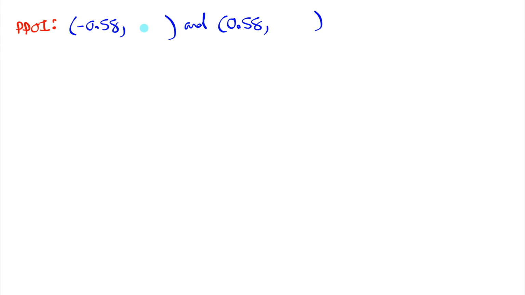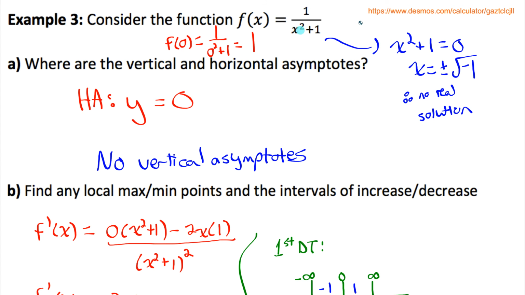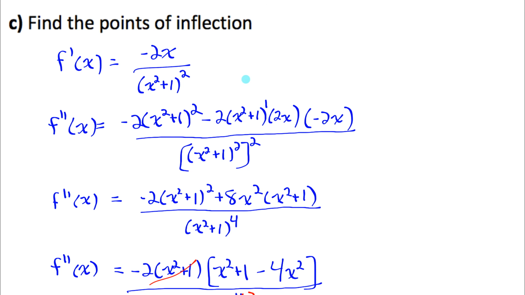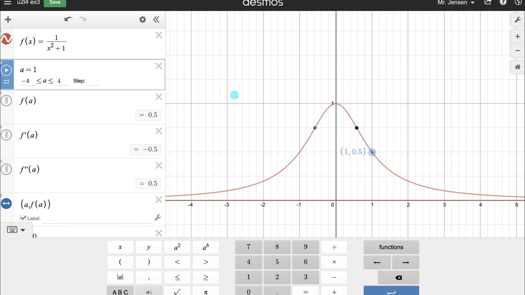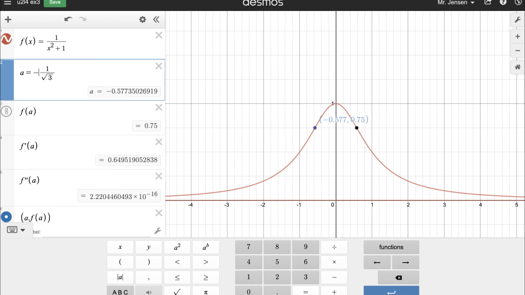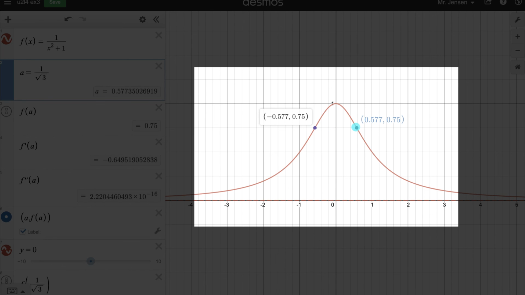Okay, now I need to get the y values that go with each of those x values by plugging those x values into the equation of the original function, which is right here. I'll just get Desmos to do the calculation for me so that I can get an exact value. So when I plug in negative 1 over root 3, notice the calculated y value of the original function is 0.75. When I plug in positive 1 over root 3, hey, the calculated y value is still positive 0.75. So these 2 points here are my possible points of inflection.